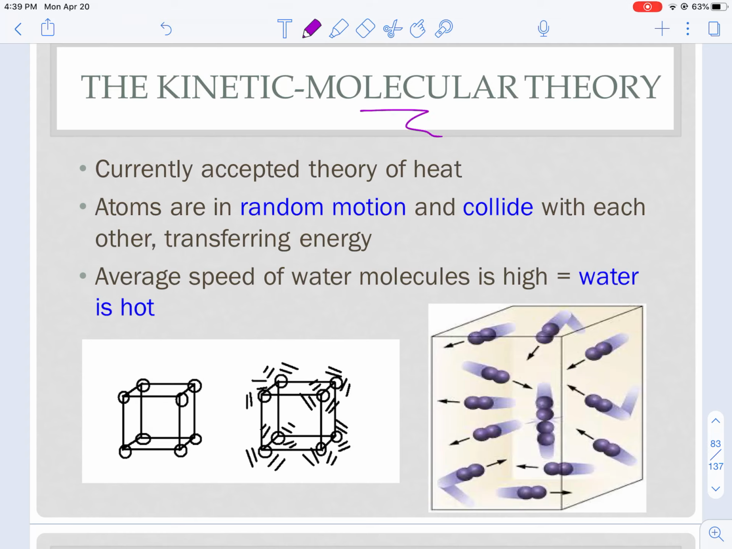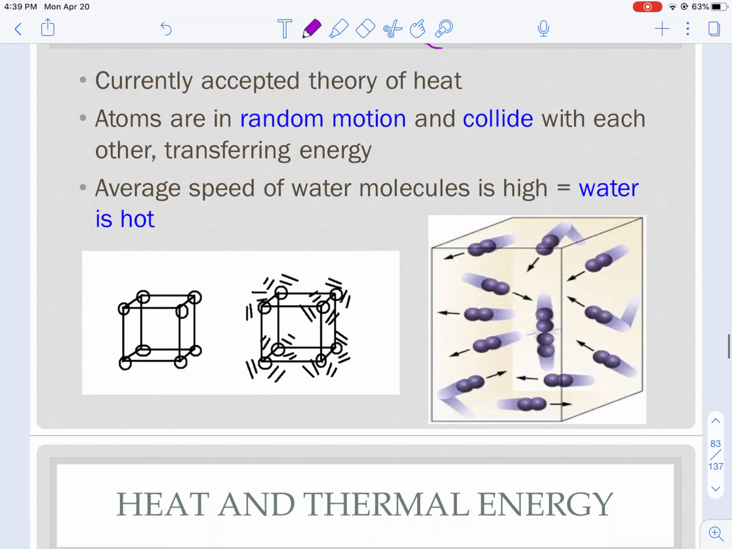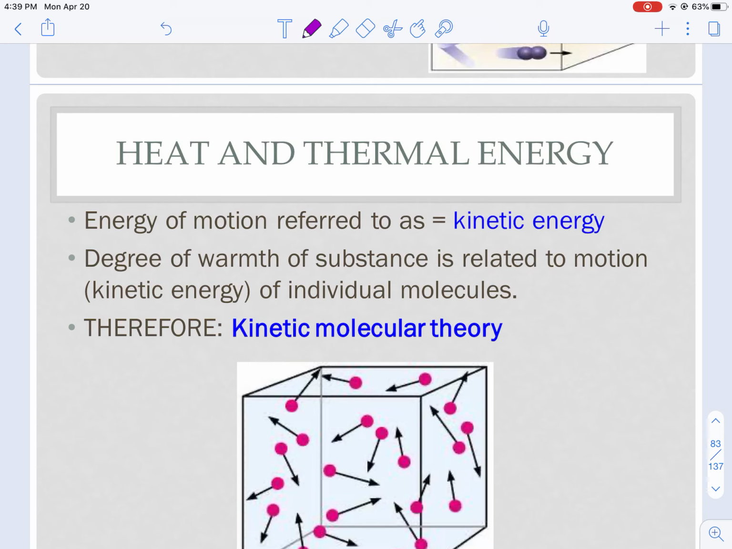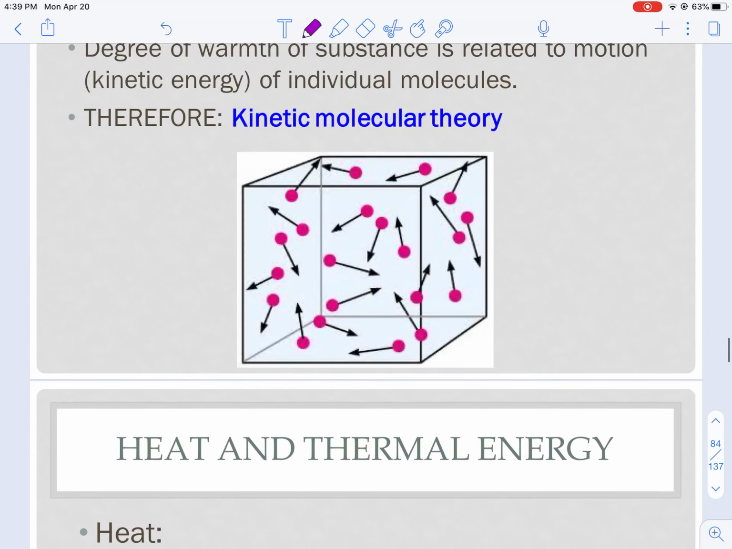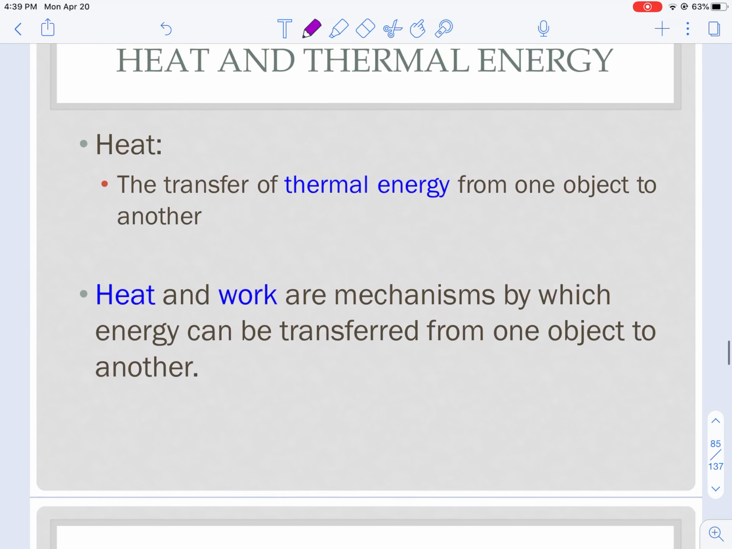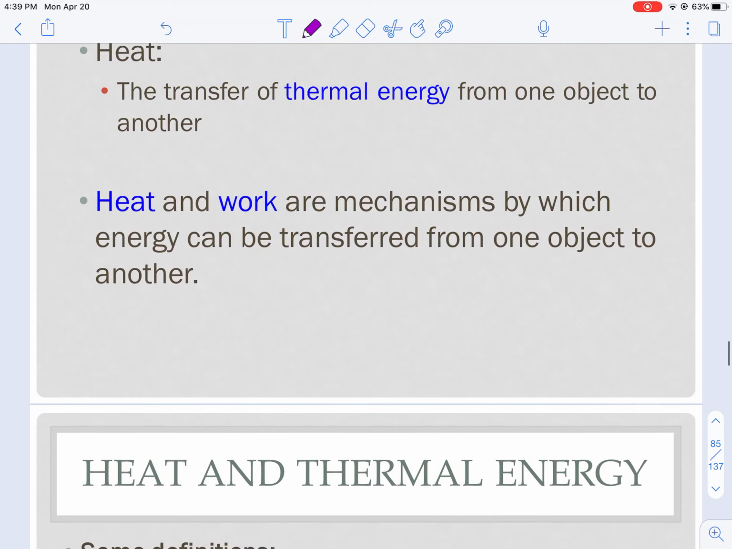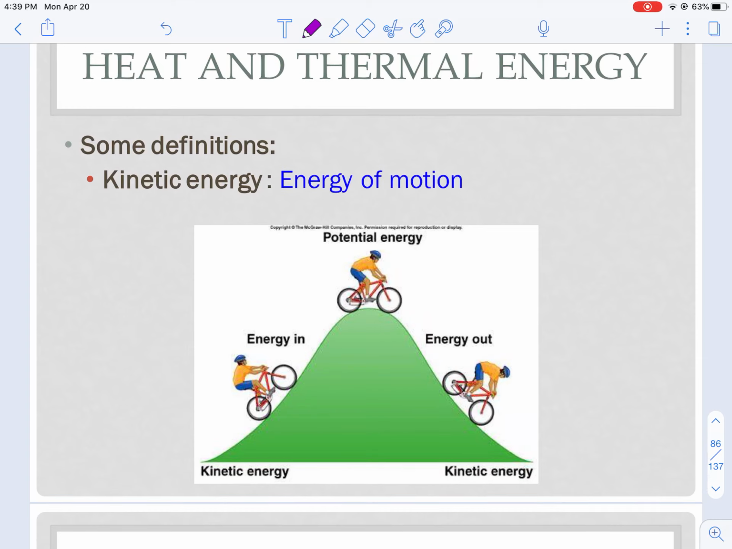And the kinetic molecular theory, at a molecular level, we're looking at how when molecules are moving, the faster they're moving, the higher temperature they are. So the energy of motion is called kinetic energy, and that comes to the kinetic molecular theory, where the thermal energy or heat from one object can be transferred to another object.